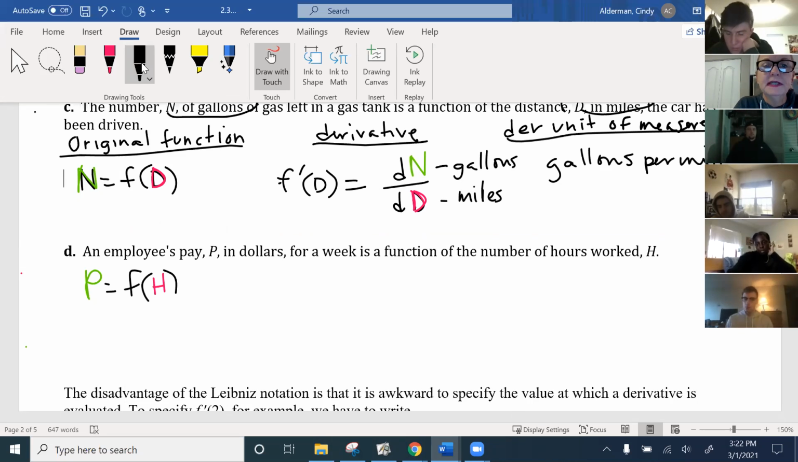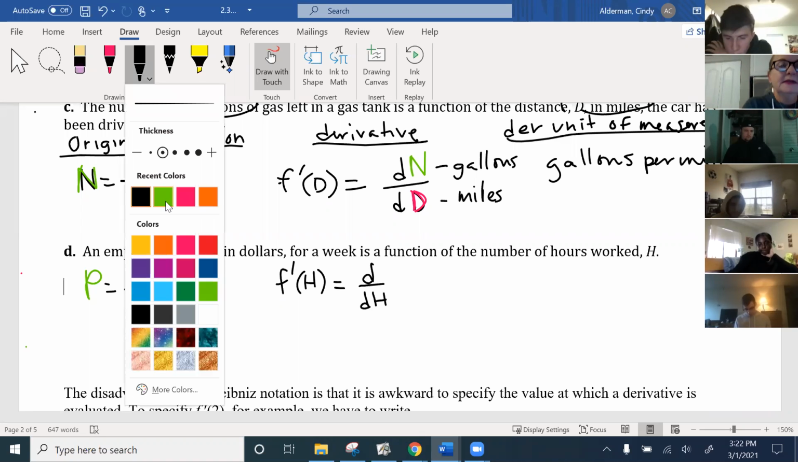And the derivative would look like what? Oops, it should be f. In Leibniz notation would look like what? Lowercase d times p over lowercase d times h. H is capital, yeah. So what goes at the top with that? The p. Yeah, good.